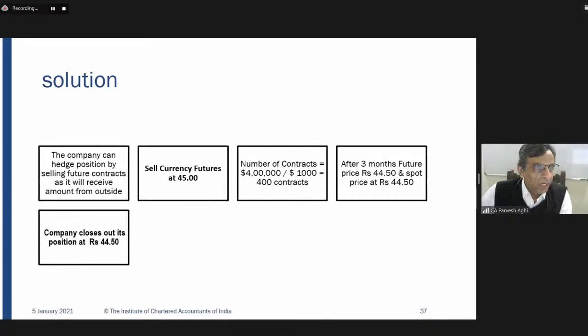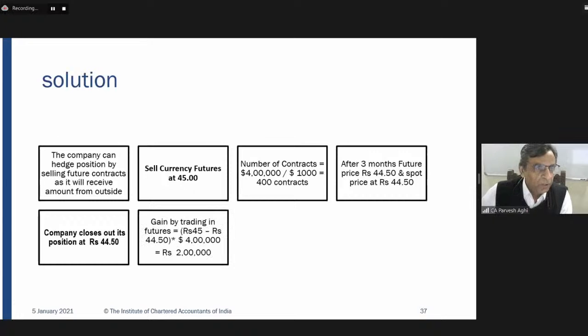He closes at 44.50 because he has taken a short position, and the dollar has depreciated to 44.50. So the gain by trading in futures is 50 paisa, multiplied by 4 lakhs, which gives a gain of 2 lakh rupees.